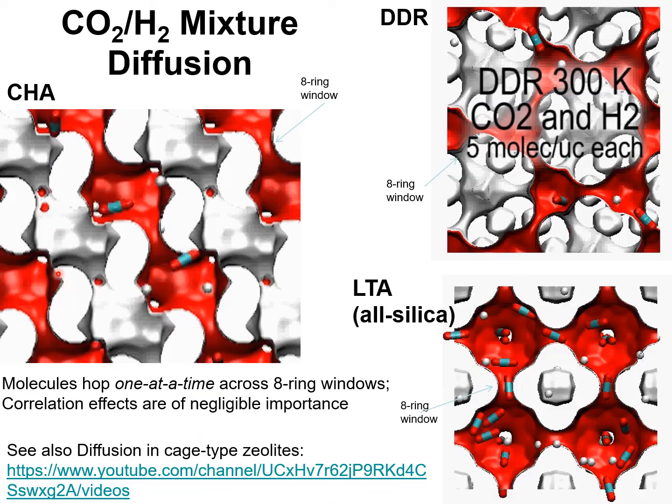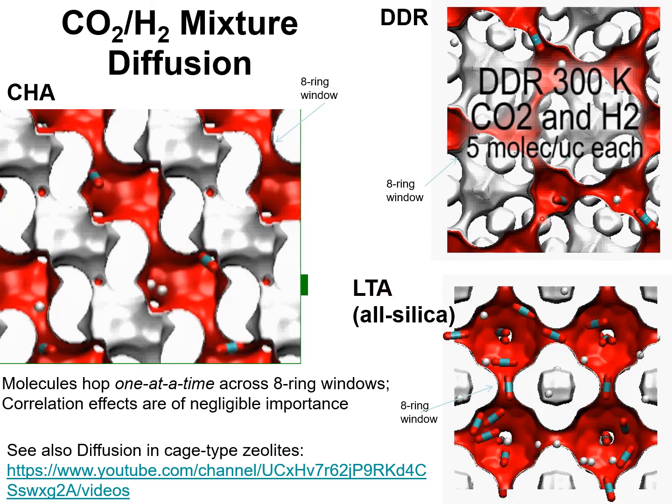Slowing down effects in mixture diffusion, as illustrated in the foregoing slides for MFI zeolite, are of negligible importance for a certain class of zeolites that consist of cages separated by narrow 8-ring windows. Such zeolites are, for example, chabazite, DDR, and LTA zeolite. LTA stands for Linde type A.